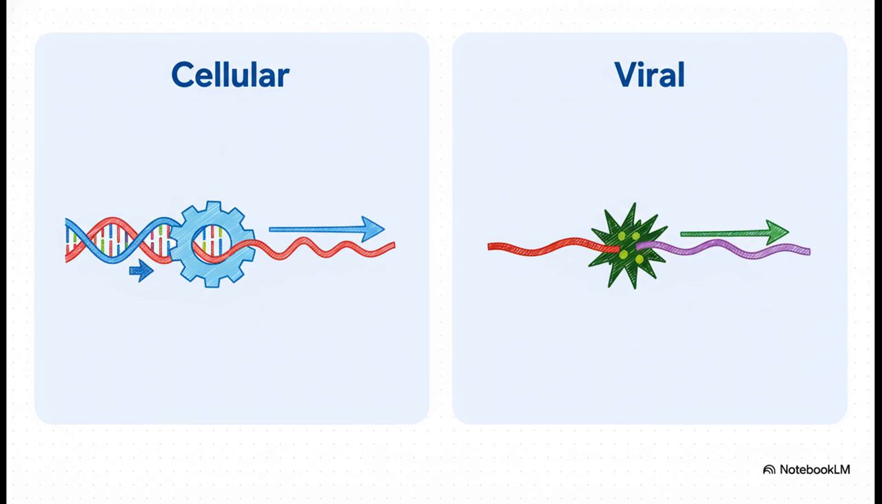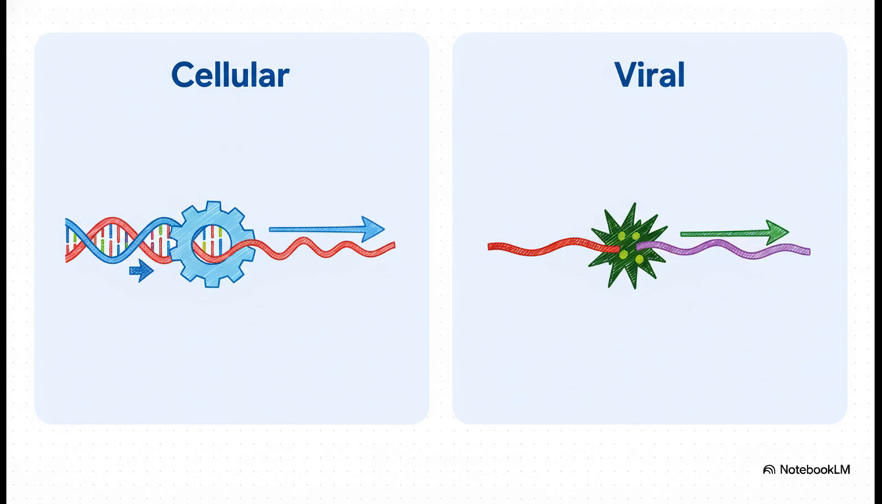So how do they do it? Well, a key part of the answer lies in the machinery. Our cells use DNA-dependent RNA polymerases. They read a DNA template to make RNA, and they need a primer to get started. Many viruses, though, they just bring their own specialist tool, an RNA-dependent RNA polymerase, or RdRp. This enzyme is a complete game changer. It can read an RNA template to make more RNA, and crucially, it often doesn't even need a primer.